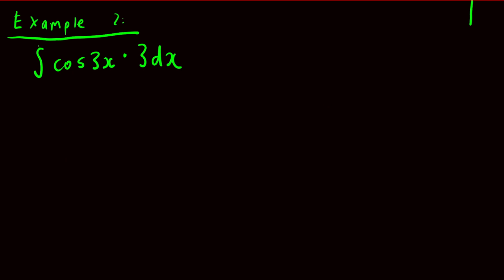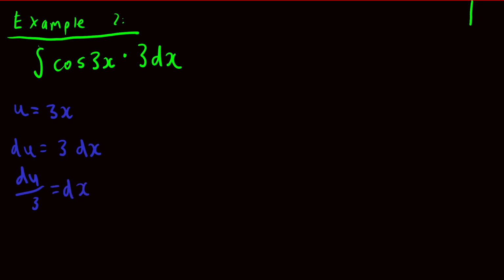Okay, cosine 3x times 3 dx. Now, how do we even do this? Well, what's the most inside function? Well, the most inside function is 3x. And if you don't know, you can test them out, but know if somehow you made something worse, you're doing something wrong. So I'm going to use blue. This is kind of like scratch work. So u equals 3x, the most inside thing. du is 3 dx. Solve for dx. So du over 3 equals dx.